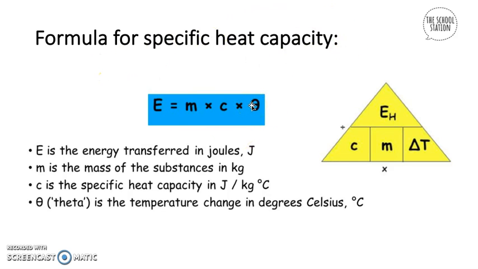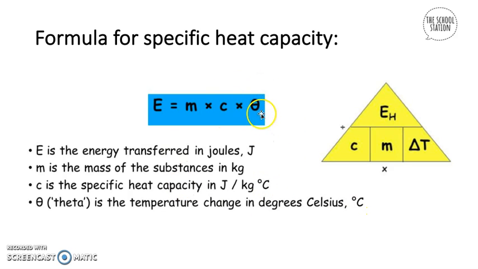So heat energy is equal to m, which stands for mass, and that is the mass of the substance measured in kg. c is the specific heat capacity, in joules per kg per degree Celsius. And theta is the temperature change in degrees Celsius.